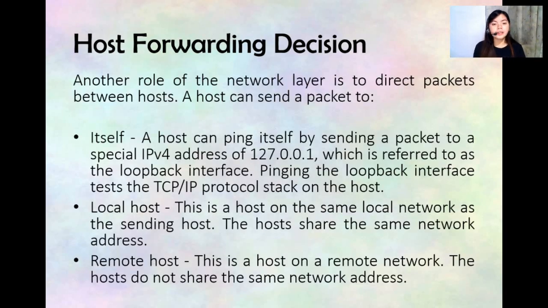Host forwarding decision. Another role of the network layer is to direct packets between hosts. A host can send a packet to itself. A host can ping itself by sending a packet to a special IPv4 address of 127.0.0.1, which is referred to as the loopback interface. Pinging the loopback interface tests the TCP/IP protocol stack on the host.